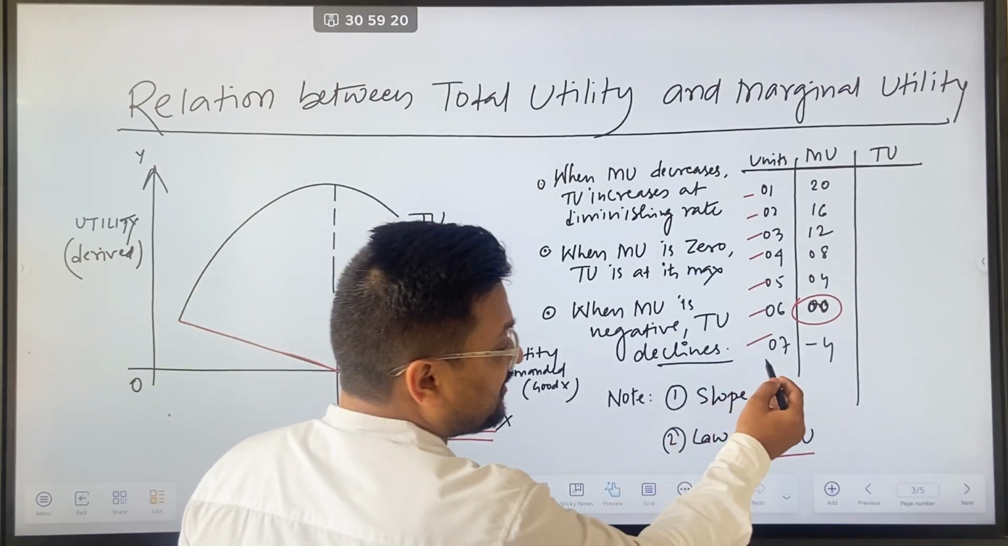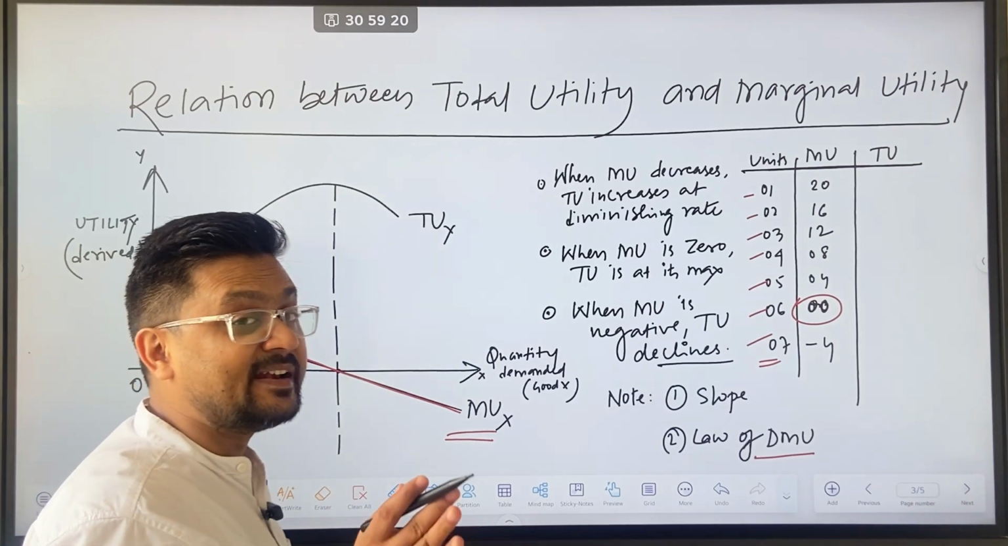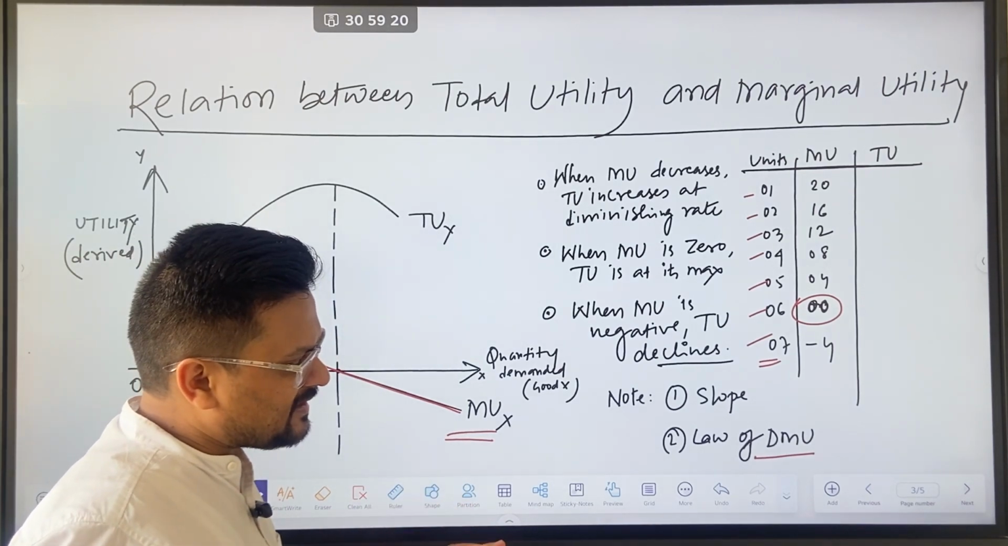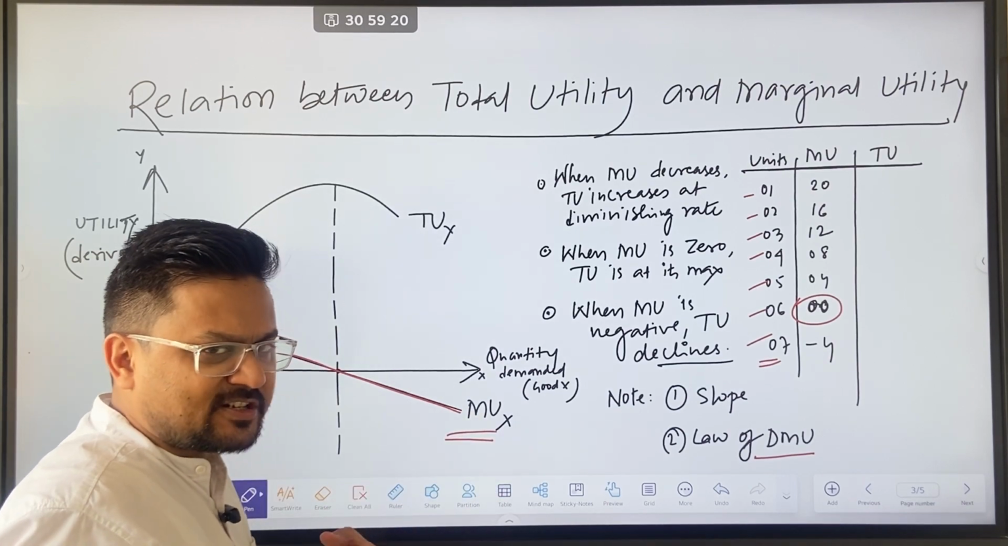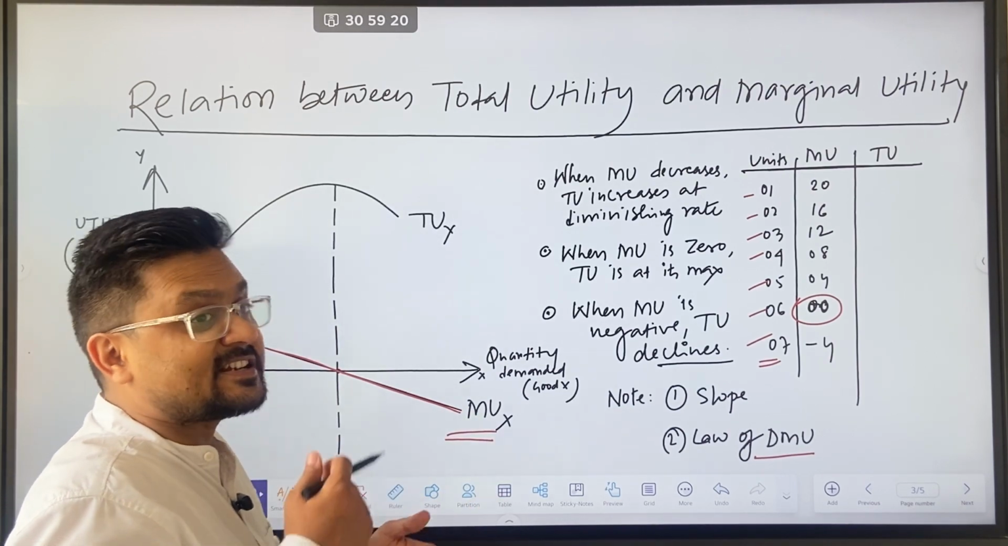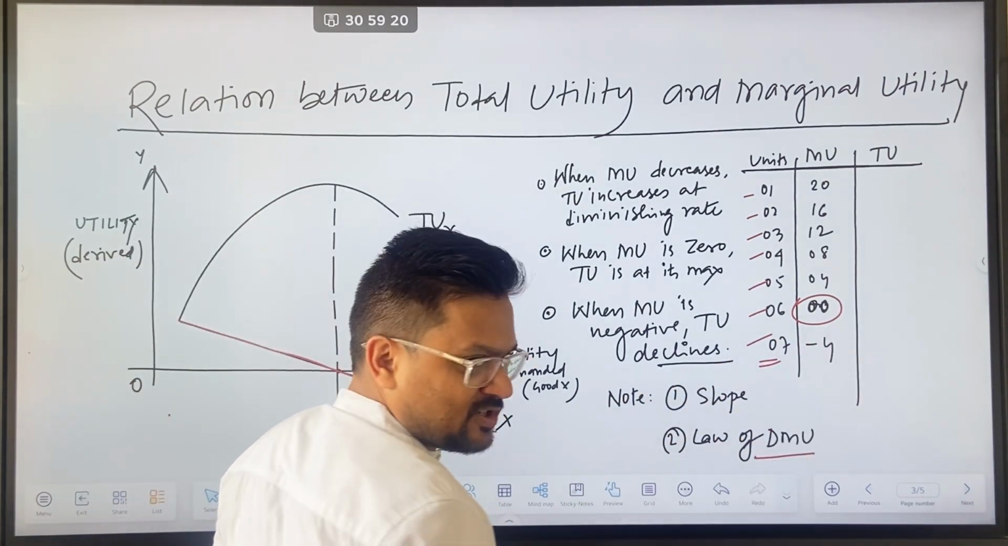In fact, if the consumer consumes the 7th unit, he is deriving negative utility, which means that instead of getting some satisfaction, he is getting dissatisfaction, or he is dissatisfied. So this is excess consumption.